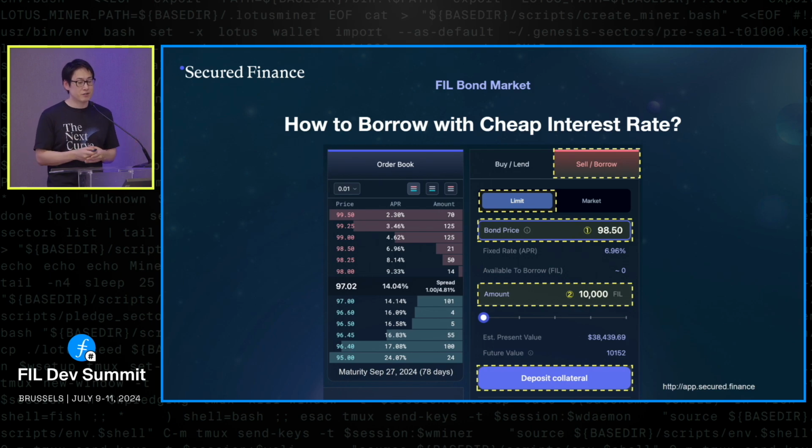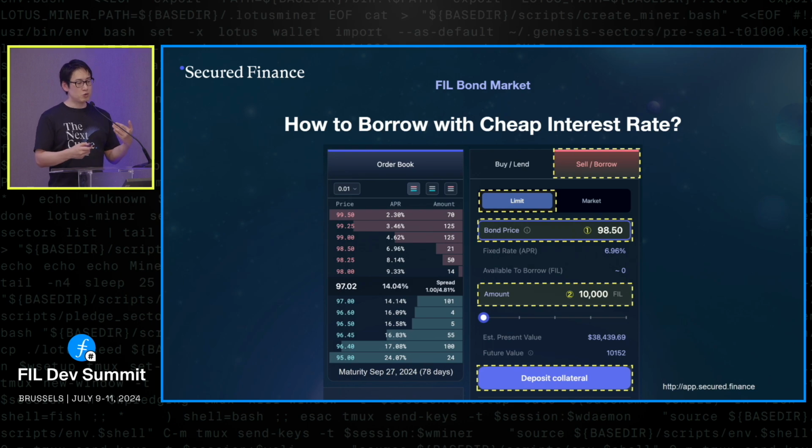And for amount, let's say you want to borrow 10,000 Filecoin. You can manually type it, or you can use the slider, and it just gives an automatic calculation. The estimated present value is basically how much the payment amount is in dollar value. And the other one is the future value. It's 10,152. What does it mean?